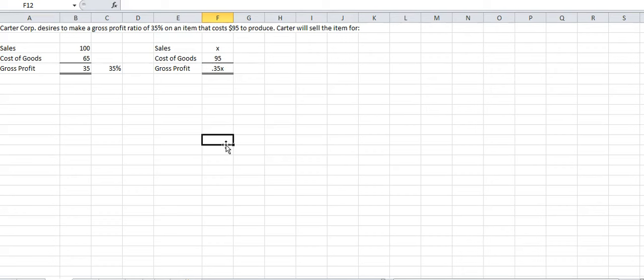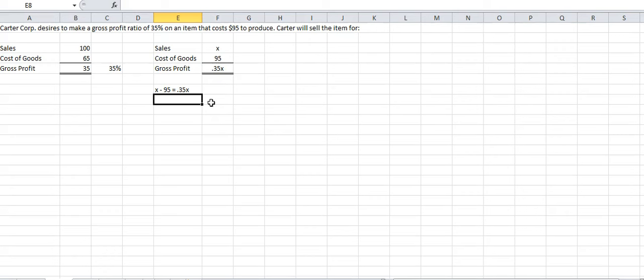Let's put it like that, right? Now let's solve. How do we calculate this? We said that x minus 95 is going to equal 0.35x. Let's solve for x.